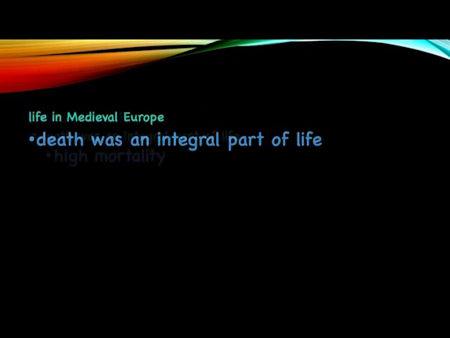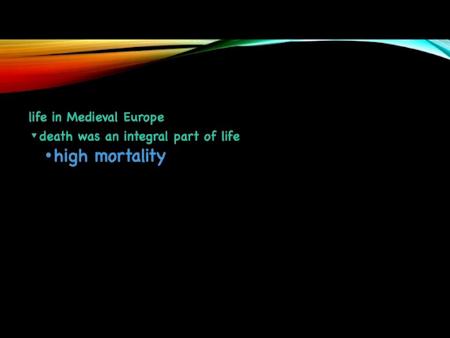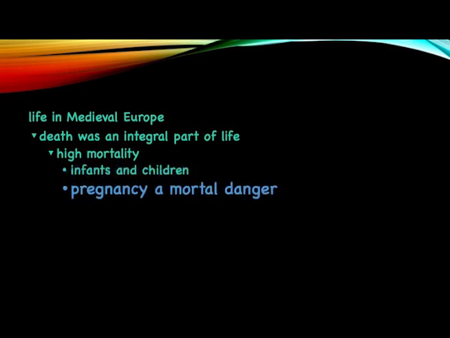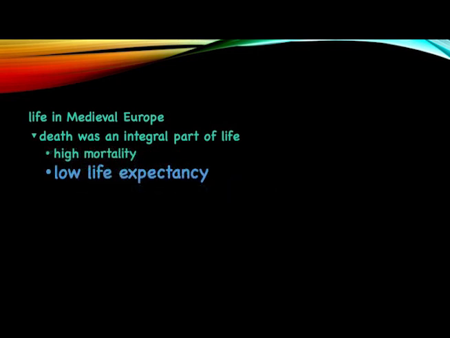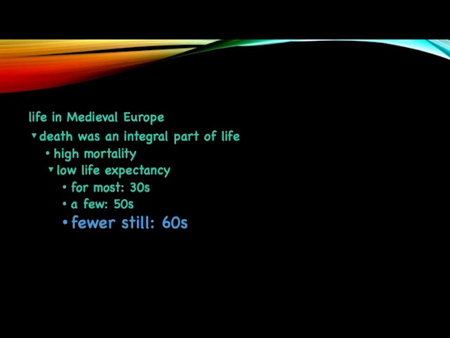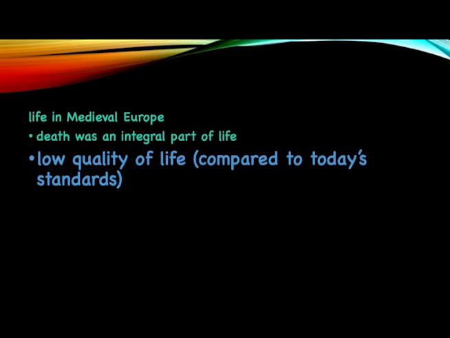Europeans were accustomed to death. Mortality rates were extremely high. More infants and children died than survived to adulthood, and the death of women in childbirth was an accepted part of life. As you might have already guessed, life expectancy was much lower than it is today. Most Europeans did not live past their 30s. Only a few lived into their 50s, and fewer still lived into their 60s. We would probably despair of the medieval quality of life.